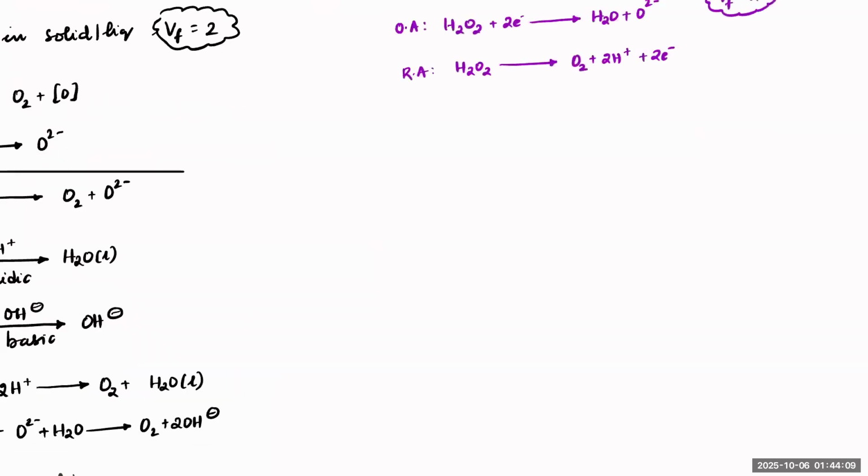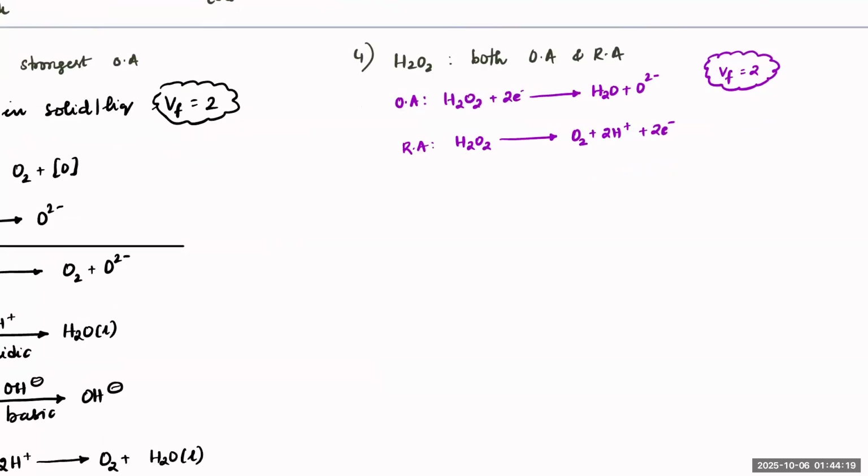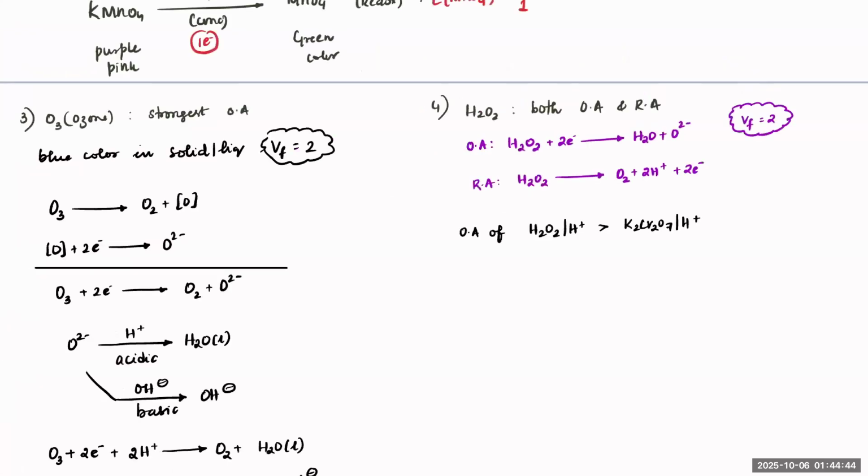More details of peroxide you will study in a separate chapter, the hydrogen chapter. As of now, you will notice one thing: the oxidizing nature of peroxide in acidic medium is greater than K2Cr2O7 in acidic medium. This is the point that you need to remember. So peroxide has a stronger oxidizing ability than K2Cr2O7.